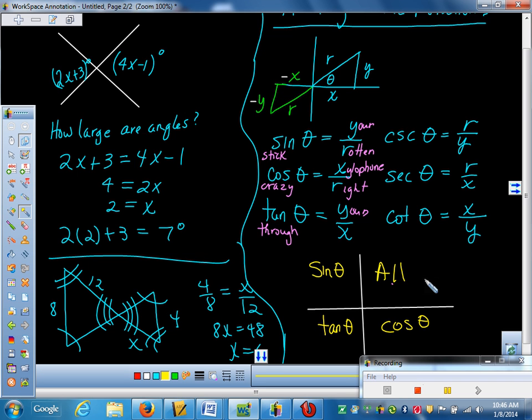What else would be positive in the second quadrant with sine? Cosecant, because it's the reciprocal. So sine and cosecant stay paired together. They are positive in the second quadrant. Tangent and cotangent are positive in the third quadrant, and cosine and secant.